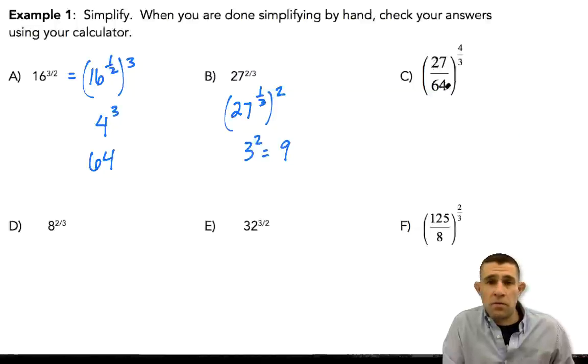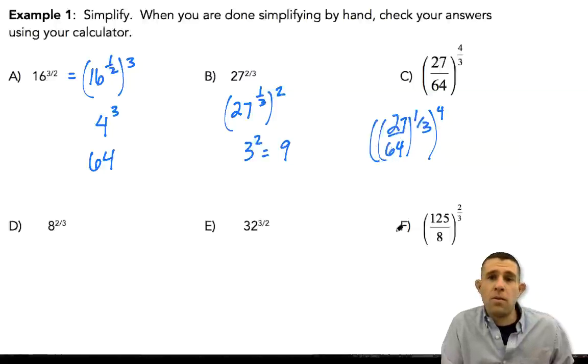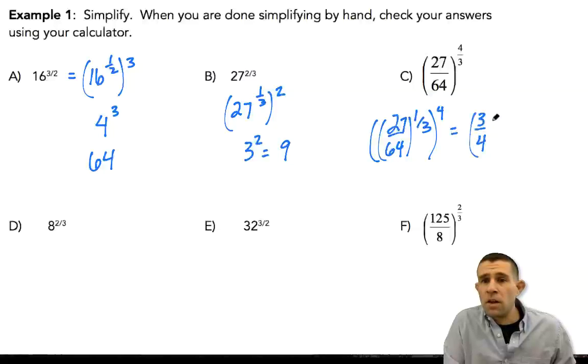All right, next we have a fraction that's being raised to the power of 4/3. So that means both the numerator and the denominator need to be raised to the 4/3. So let's just take a look at this. We have 27 over 64 to the 1/3, and then we're going to take the result of that and raise it to the 4th power. So the cube root of 27 over the cube root of 64 simplifies to 3/4, and we're going to take that 3/4 and raise it to the 4th power. Now 3 to the 4th power is 81, and 4 to the 4th power is 256.